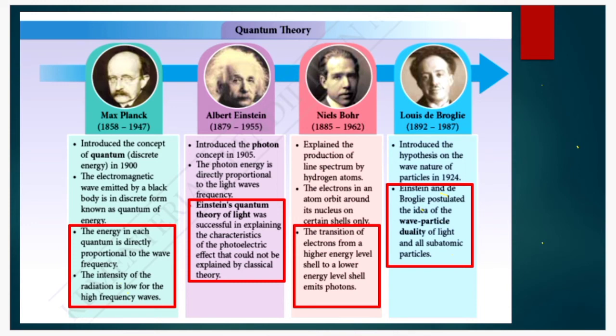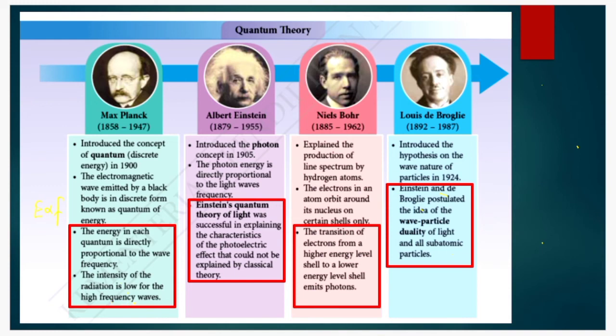For quantum theory, Max Planck introduced the concept of quantum, which is discrete energy. The electromagnetic wave emitted by a black body is in discrete form, known as quantum of energy. He also proposed that the energy in each quantum is directly proportional to wave frequency. The intensity of radiation is low for high frequency waves, such as the UV.